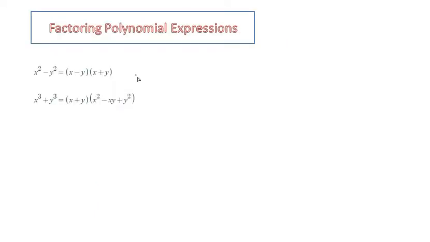These are some rules to factor polynomial expressions. Factoring an expression means that you write it in the simplest form. For example, if you have x squared minus y squared, this is x minus y times x plus y. Like if you want to factor 25 minus a squared, 25 is 5 squared, so this is like x squared, and a squared is like y squared. So this is equal to 5 minus a times 5 plus a.